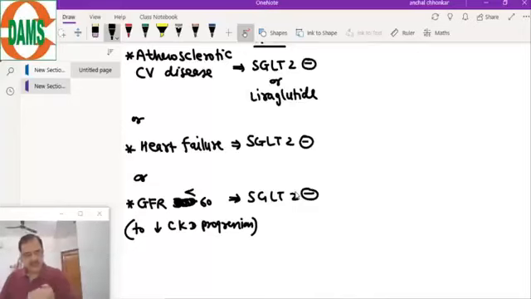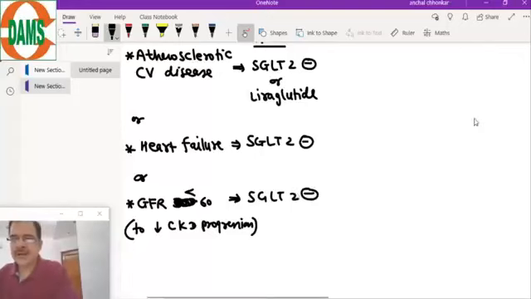So these agents will be added according to the comorbid condition of the patient, SGLT2 inhibitors. Remember, linagliptin can be given in a low GFR, but linagliptin will not decrease the progression. So we want to give a drug which will decrease the progression. So why not DPP4? DPP4 will not decrease the progression, though they can be given in this GFR.